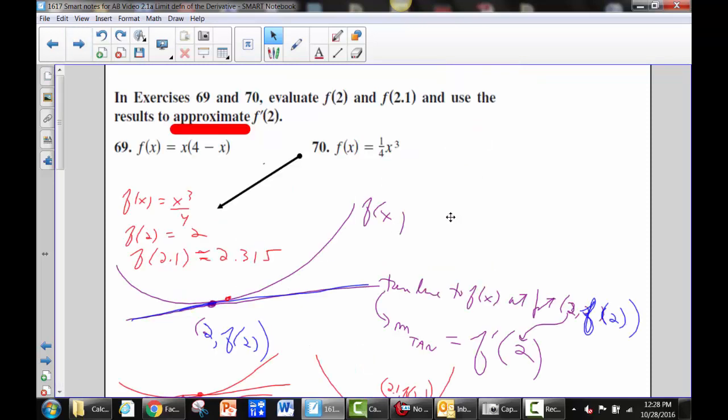Okay, this is important and this is new, and this I will be testing you, and the AP always has a question on this. So it asks you in 2.1 on pages 69 and 70, evaluate f of 2 and f of 2.1 and then use the results to approximate f prime of 2. Now they're very nice. They give you the function. So for example, for number 70, f of x is x cubed over 4. F of 2, of course, is 2. 2 cubed over 4 is 2. F of 2.1 is 2.1 cubed over 4, which if you used a calculator is 2.315.